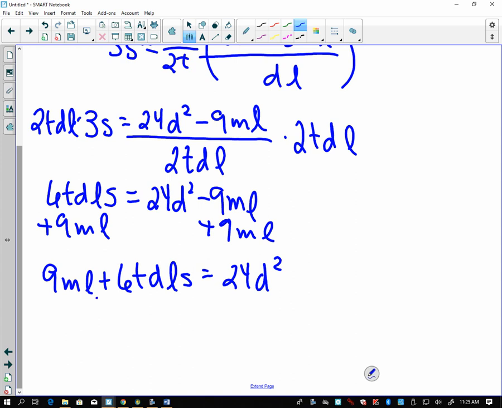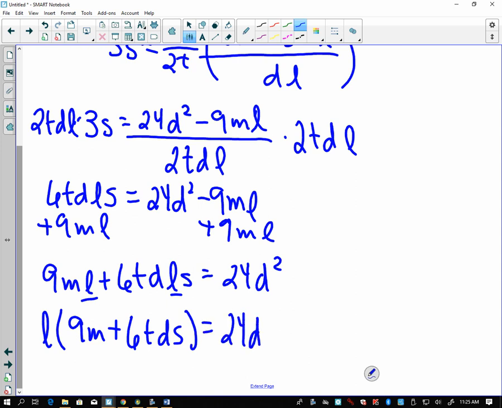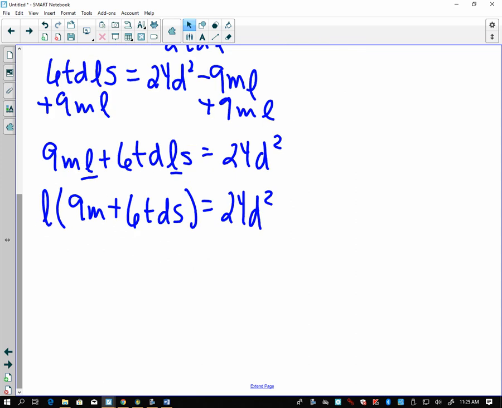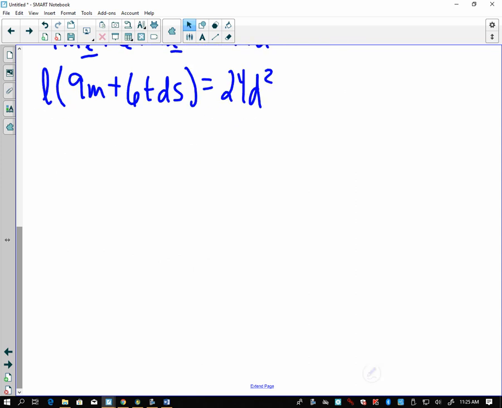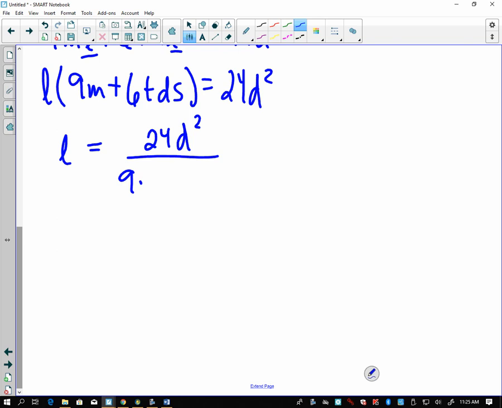I'm going to pull an L out of here, an L out of here. That's going to leave me with 9m plus 6TDS equals 24D squared. Now this is a lot of steps, but it's really not terribly complicated. After that, because I want just L, I'm going to divide. So I'm going to get 24D squared divided by 9m plus 6TDS.